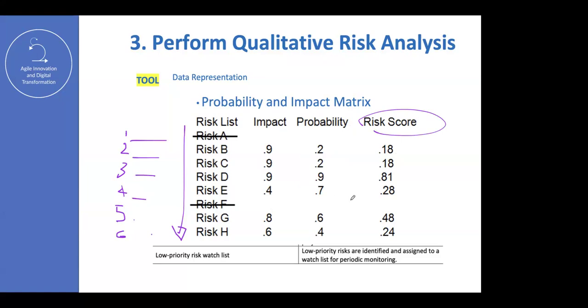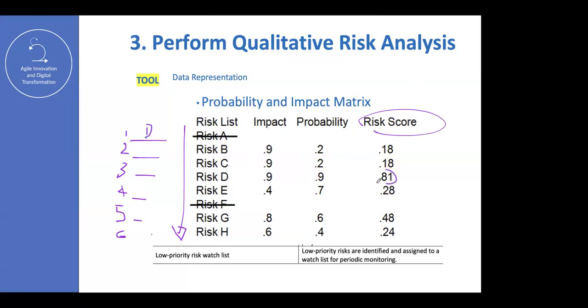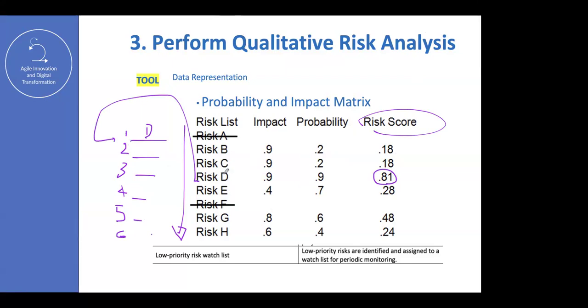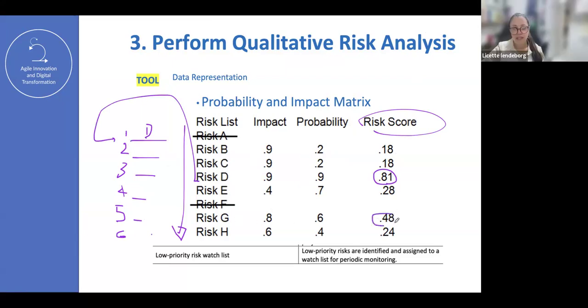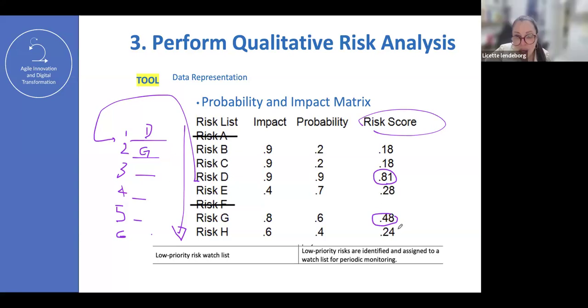Risk D. What was that again, Miss Pamela? Risk D. Yes, yes. Risk D is 81. So D will be the number one here. And the next one, anyone else? G. Okay, that is 48. I need another volunteer to respond to the next one. This is Miss Pamela. Anyone else? Risk E. Yes, let me check.